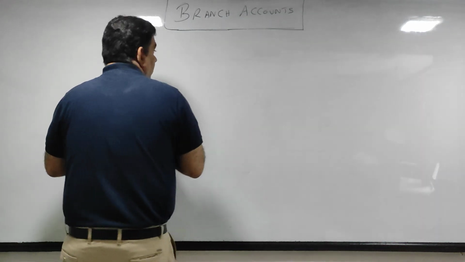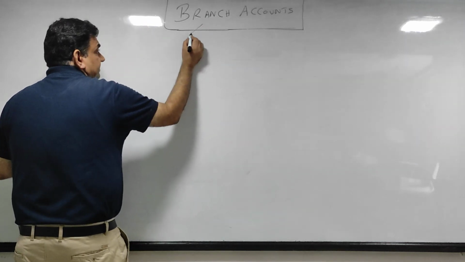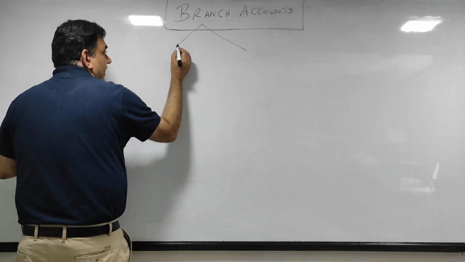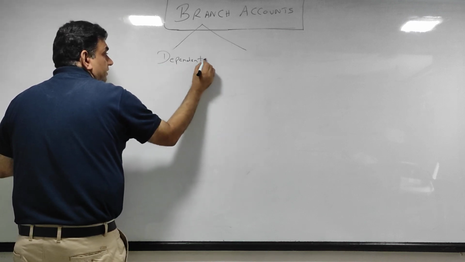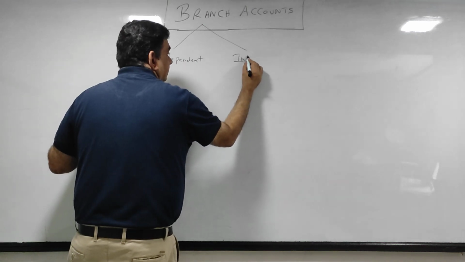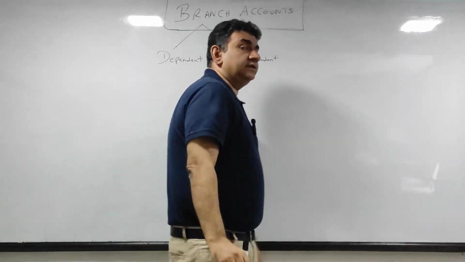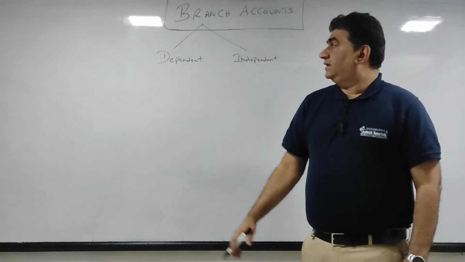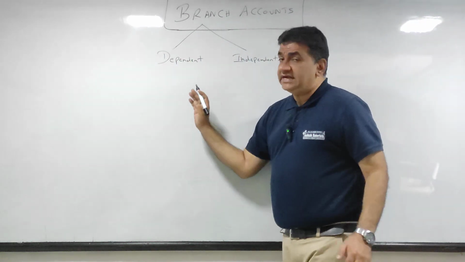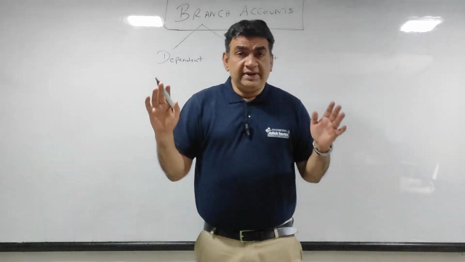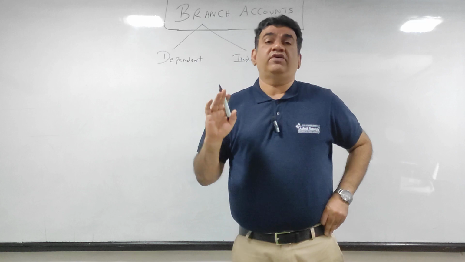Now, before I go into the sums, first understand the concept. When I say branch, branch or branches are of two types. One is dependent and the other is independent. Now, when I say dependent branch, dependent branch means that branch which is purely dependent on head office.